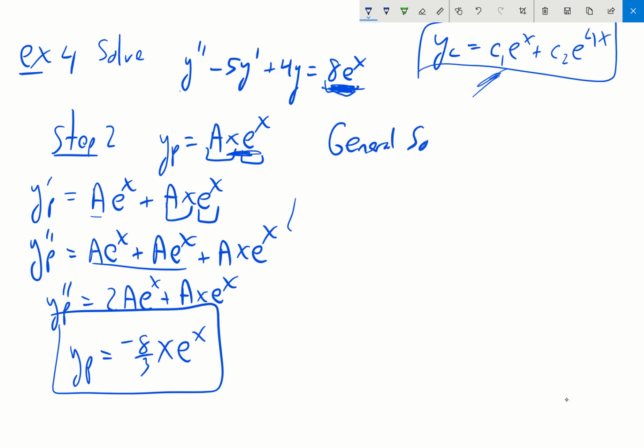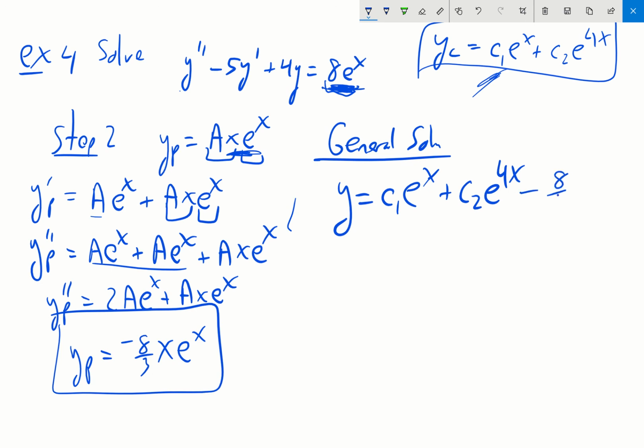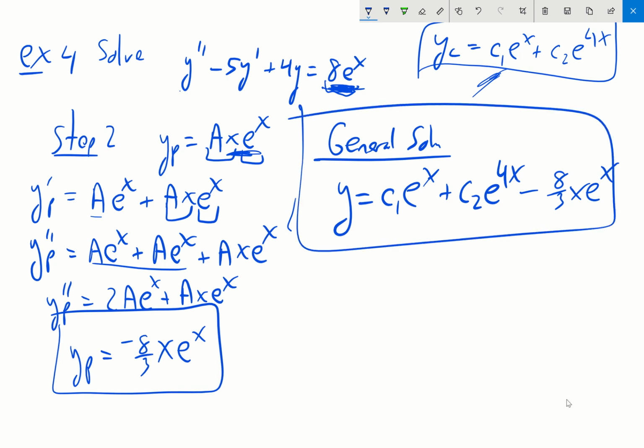So our general solution is the complementary solution c1 e to the x plus c2 e to the 4x, plus our particular solution, which is negative 8/3 x e to the x. So we'll make a big deal about this. Always solve for the complementary solution first, and then we'll see a little bit later in some of the later examples in this section what to shoot for in our y particular in terms of what to assume when it has some overlap or some things in common with the complementary solution.